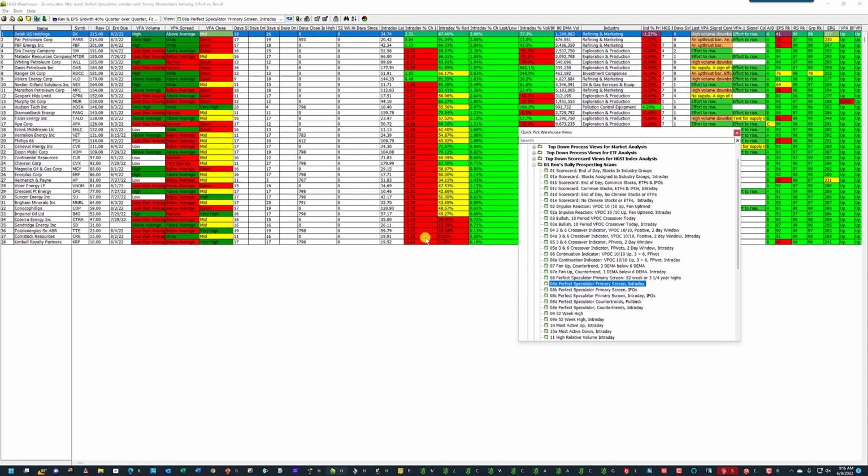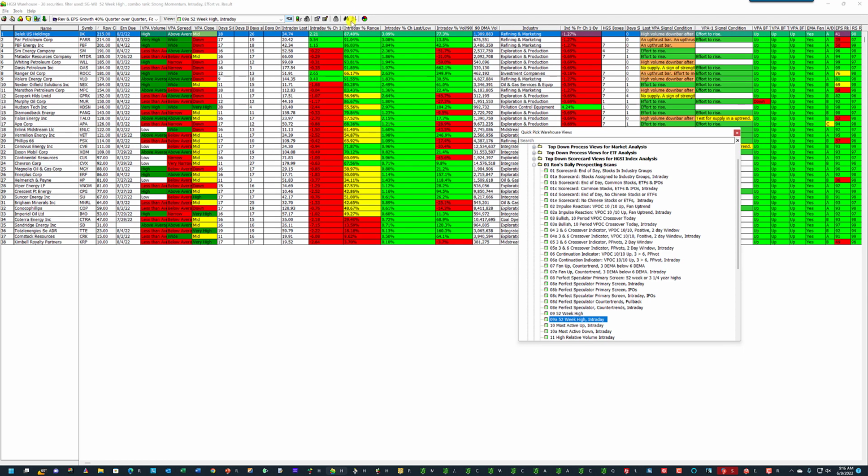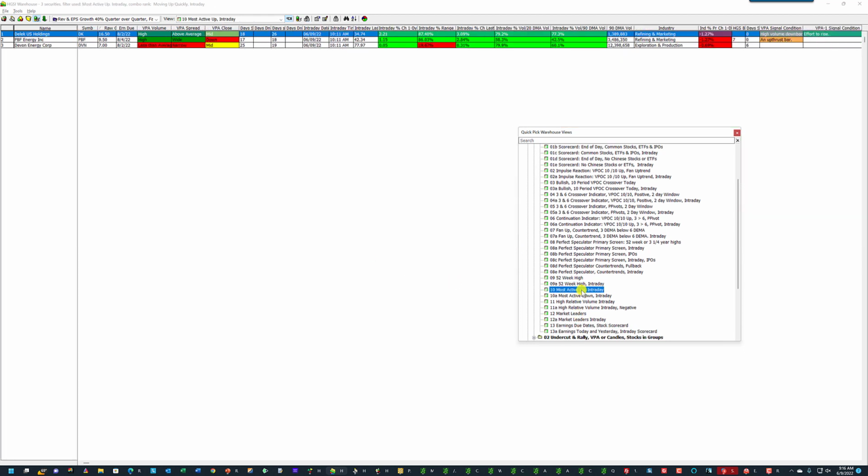There's DK again, but profit taking today. Tough market. And then 52-week high. Let's do the intraday version. You can see they're not following through today. Most active up. There's 3 stocks on this list. There's DK again, PBF, and DVN.